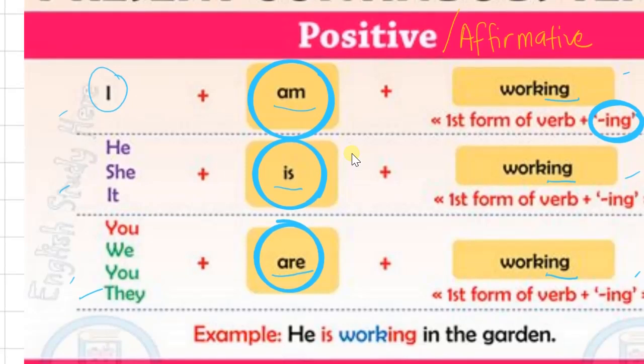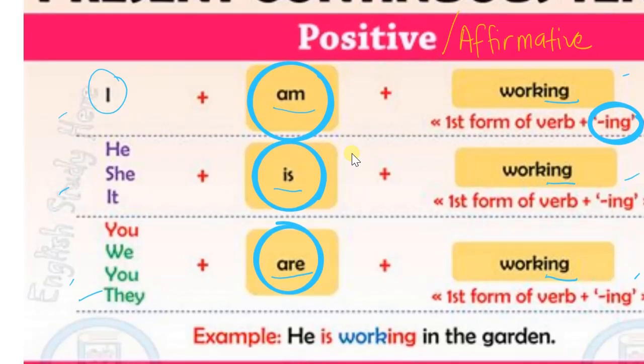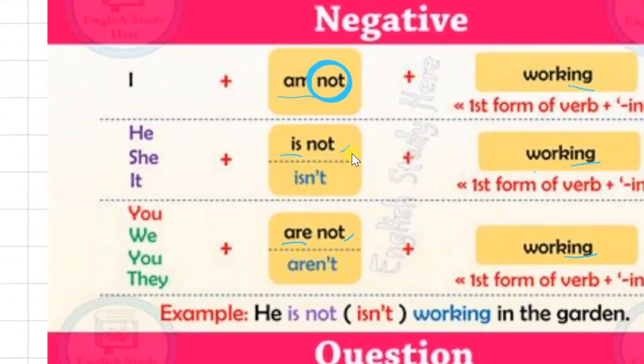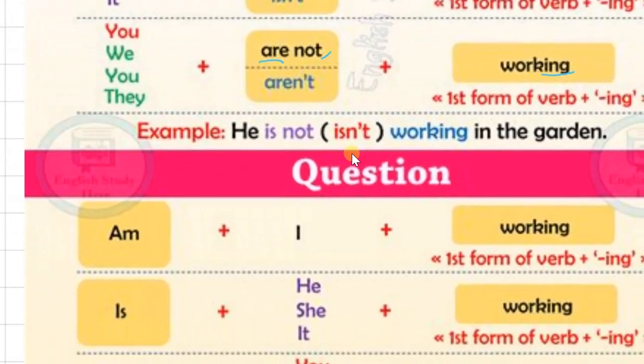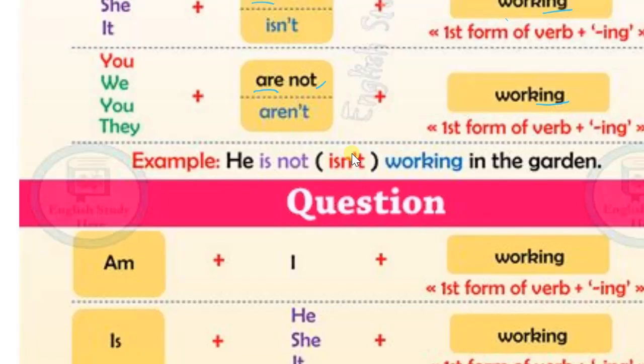Notice how the be verb changes with the pronouns being used. For example, if you use the pronoun I, the be verb will become am. If you use the pronoun he, she, it, the be verb will be is. If you use the plural pronoun they, we, you, the be verb is are. The only difference is you add the negative word not. Let's look at the example. He is not, or contraction isn't, working in the garden.